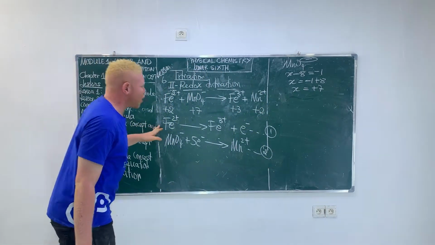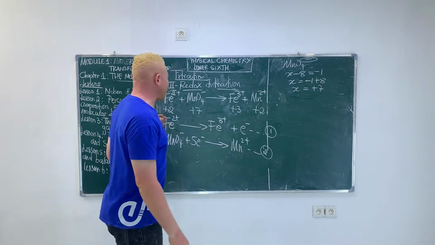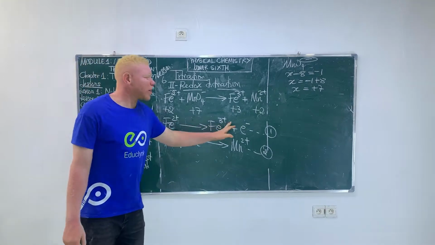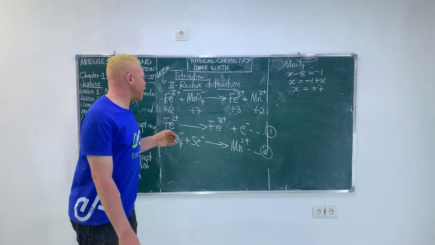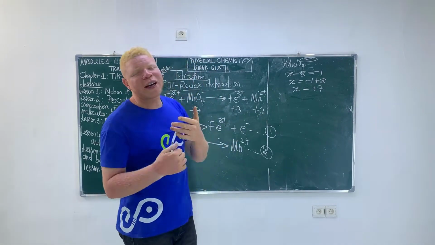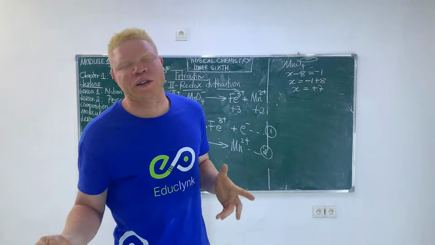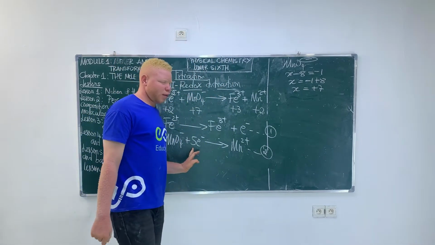So these are oxidation reactions. Here this equation is oxidation. Why? Because iron moves from iron 2 to iron 3. Manganese here is being reduced. Manganese is moving from 7 to 2. We define oxidation as the loss of electrons, while reduction is the gain of electrons.